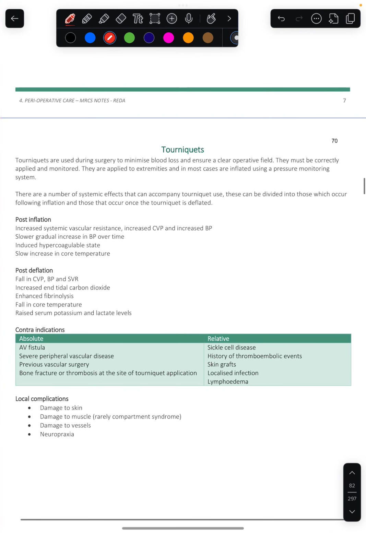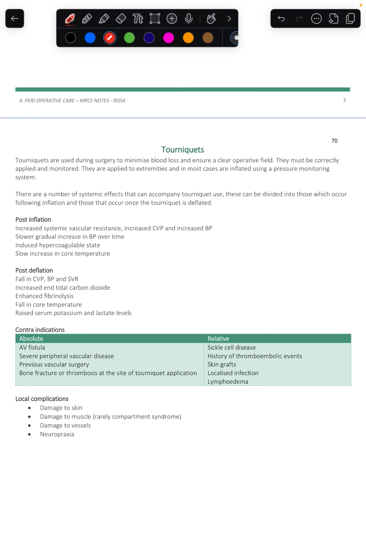A tourniquet is used during surgery to minimize blood loss and ensure a clear operative field. It must be correctly applied and monitored. It is applied to the extremity, and most commonly inflated using a pressure monitoring system. The systemic effects are divided into those that occur following inflation and those that occur once the tourniquet is deflated. Post-inflation, increased systemic vascular resistance increases CVP and blood pressure, with a slower gradual increase in blood pressure over time. Post-deflation, there is a fall in CVP, blood pressure, and SVR, enhanced fibrinolysis, and a fall in core temperature.